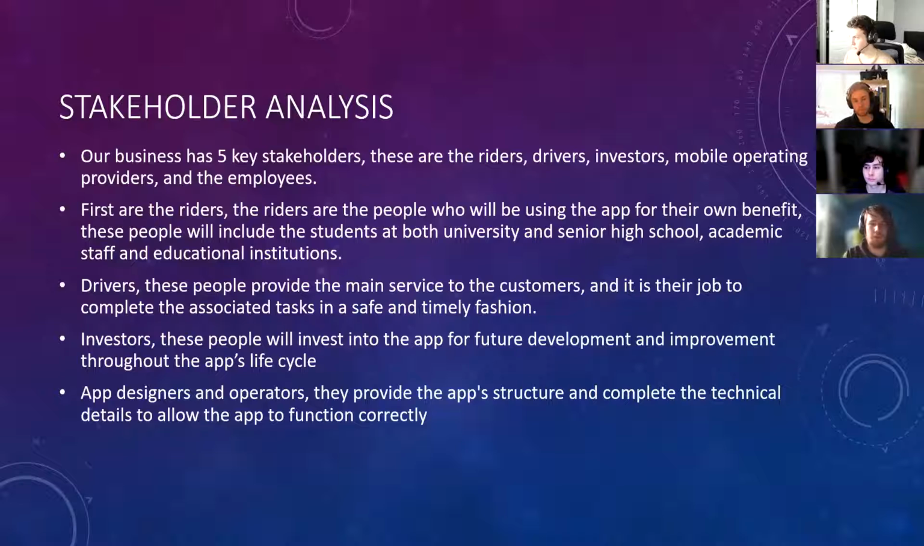Mobile operating providers, they're the people who essentially allow the app to just exist as a whole, and they get to make its functions optimal. And employees, who are essentially the people who are on standby. They're there to take calls. They can assist users who need help with things. They need to sort something out. They're on standby to assist those people. Next slide.